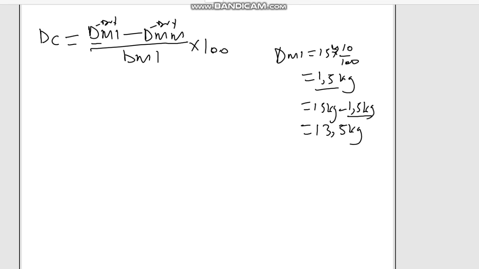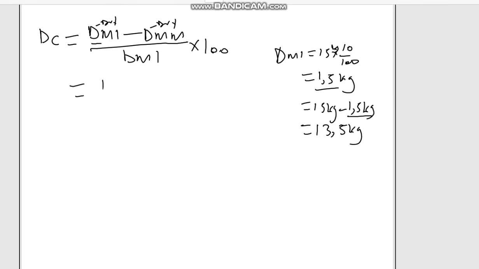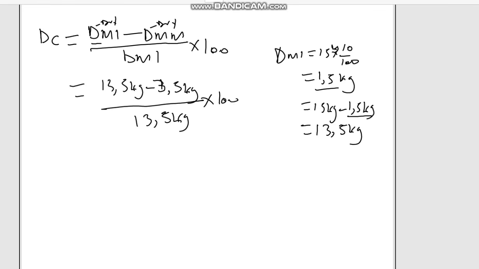Now we can put everything in the formula, which is 13,5 kilograms minus 3,5 kg of our dry mass manure, over 13,5 kg, all multiplied by 100. Remember, our answer must be in percentages. So we found that the answer is 74%. This means that 74% of the feed was digested.